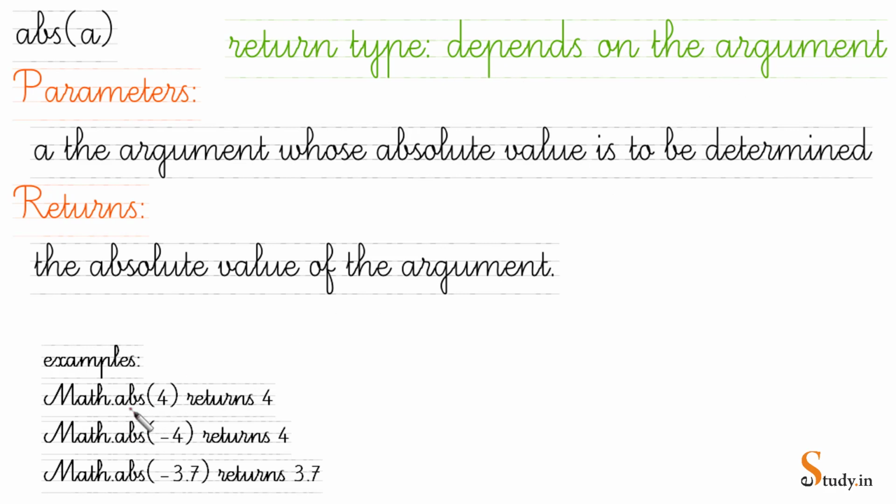So here in the first example, if you see, when you enter 4, it returns 4. When you enter minus 4, again, as I said, it will return a positive value, so it again returns a 4. And if you enter a double value, a decimal value, so minus 3.7, again it will return 3.7. So the return type varies depending on the argument, but we always get a positive value.